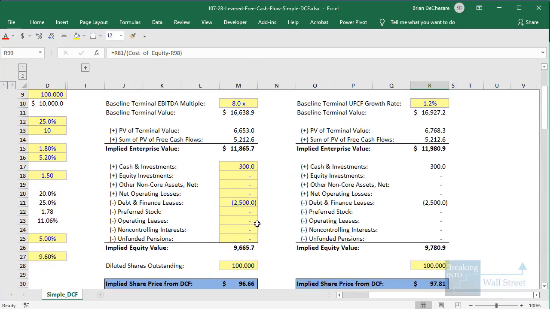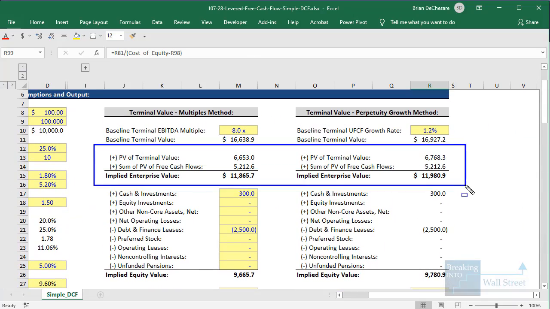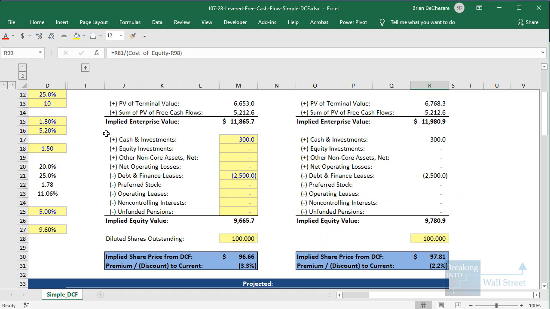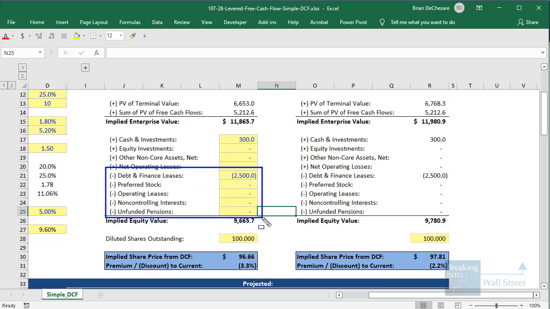In an unlevered analysis, we get to the implied enterprise value, but to figure out what the company's shares are worth, we have to add cash and other non-core assets, and then we have to subtract debt and finance leases and preferred stock and possibly operating leases and non-controlling interests and unfunded pensions and so on.